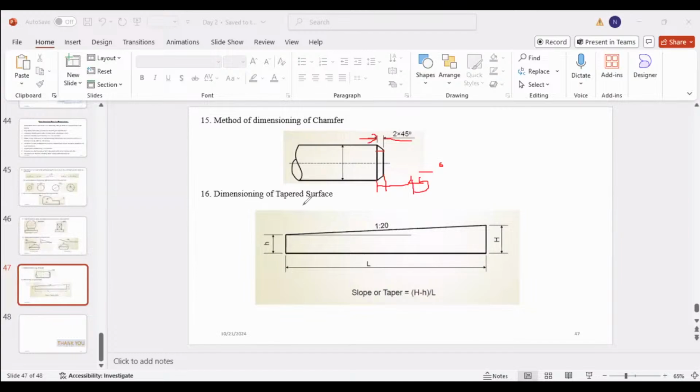And then the dimensioning of a tapered surface. So here you have to mention the scale, it is 1 to 20. And you have to mention the height of the highest side, and this is the shorter side. So the length of the shorter side edge.